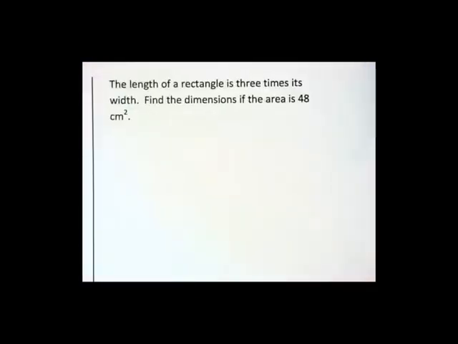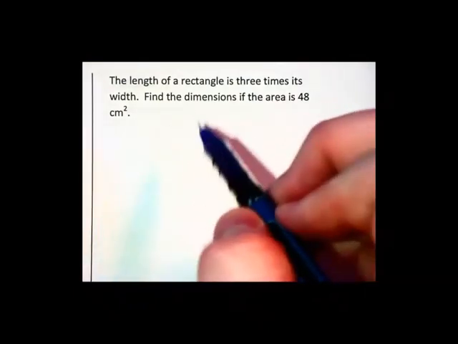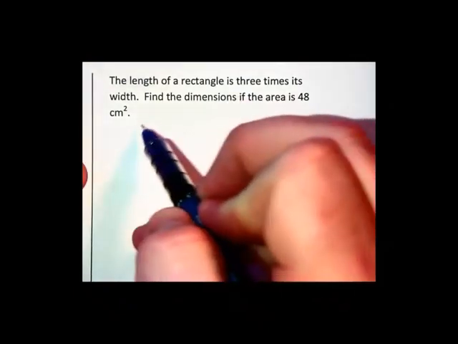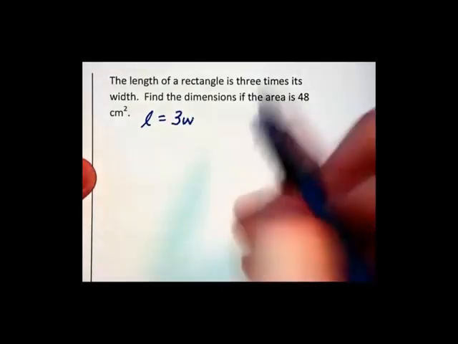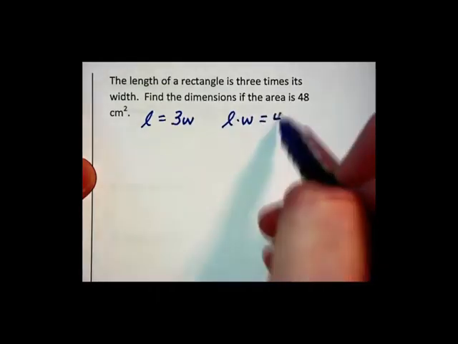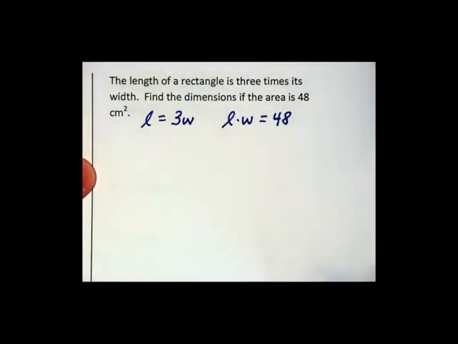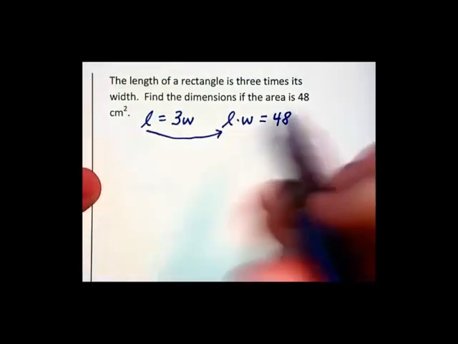Here we go with another. The length is 3 times its width. I could draw a picture. This time I'm going to write length equals 3 times the width. The area, that's length times width, is 48. So that's one way I could do it, and I could do substitution of one into the other.